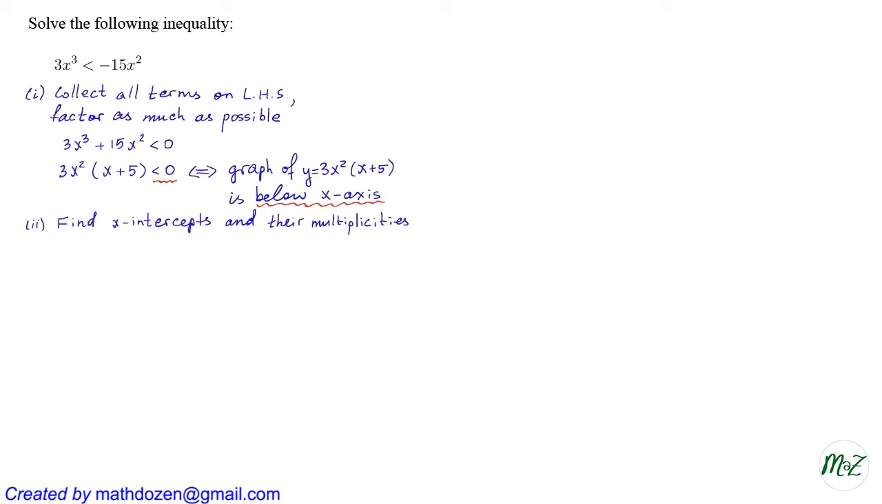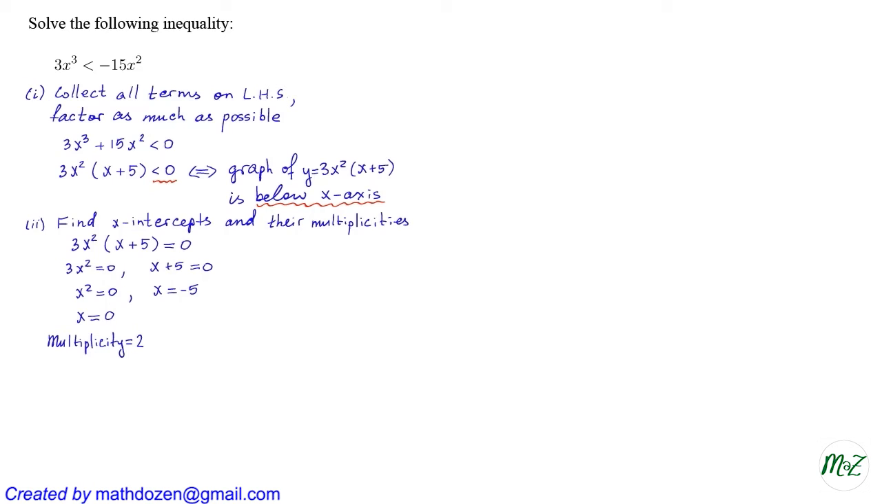So to determine where the graph is below the x-axis, we find x-intercepts and their multiplicities. We set 3x squared times x plus 5 equals 0. So we get 3x squared equals 0, or x plus 5 is 0. That gives us x squared equals 0, or x equals -5. And this boils down to x equals 0, or x equals -5.